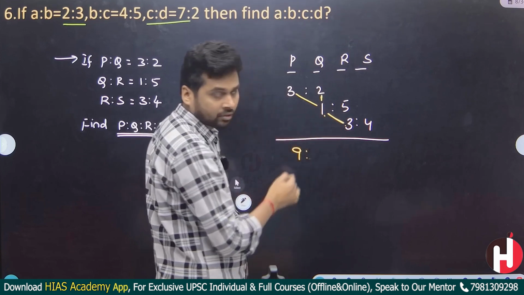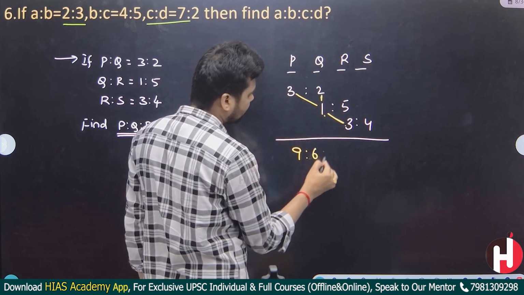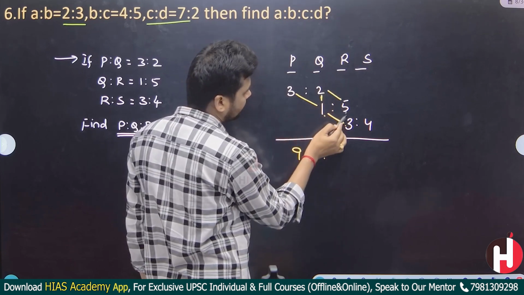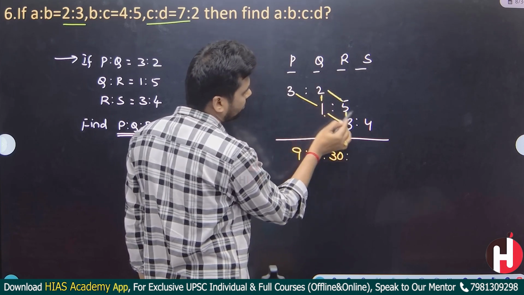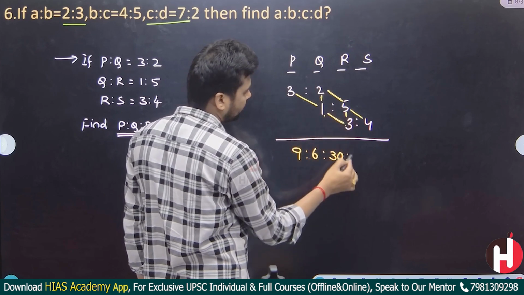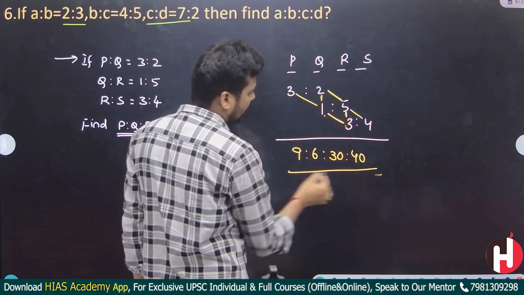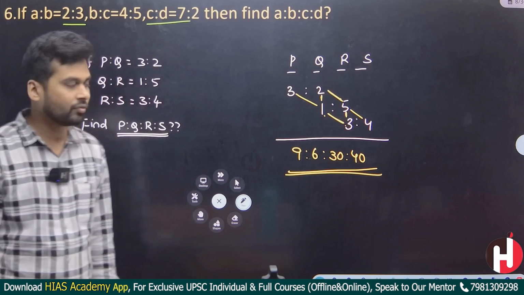2 into 1 into 3. So 2 1s are 2. 2 into 3 is what? 6. Next term is what? 2 5s are 10. 10 into 3 is what? 30. So next term is what? 2 into 5 into 4. 2 5s are 10. 10 4s are 40. So 9 is to 6 is to 30 is to 40.